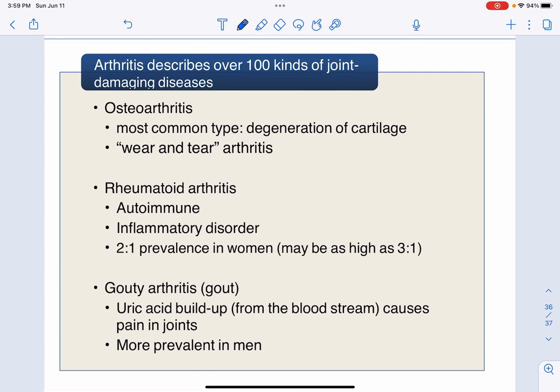And then the last type of arthritis is called gouty arthritis. This is when you can get a uric acid buildup from the blood supply, or the capillaries that are leading to the joints, and this causes a lot of pain in the joints, and this is most prevalent in men. So if you produce too much uric acid in your blood, this can happen in your kidneys. If your kidneys aren't filtering blood correctly, you can get uric acid buildup.